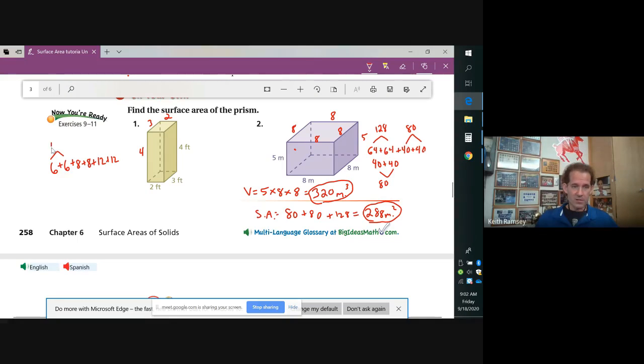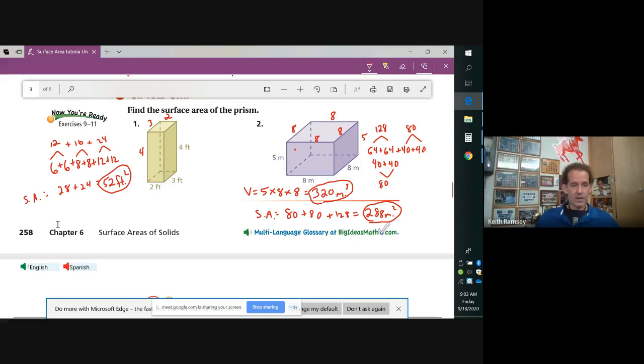So 6 plus 6 is 12. 8 plus 8 is 16. 12 plus 12 is 24. I've got to add all of this together. So I know 12 plus 16 is 28. So I have 28 plus 24. I know 28 plus 24 is going to equal 52. And this is in feet, so I'm going to say feet squared. That's your surface area.